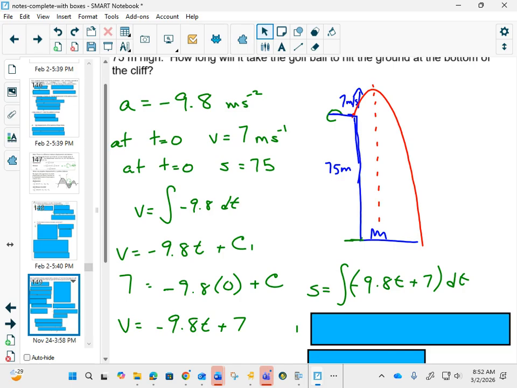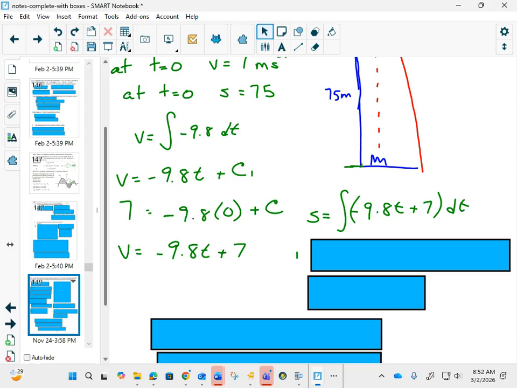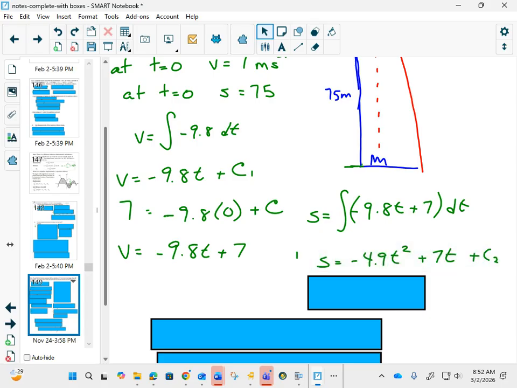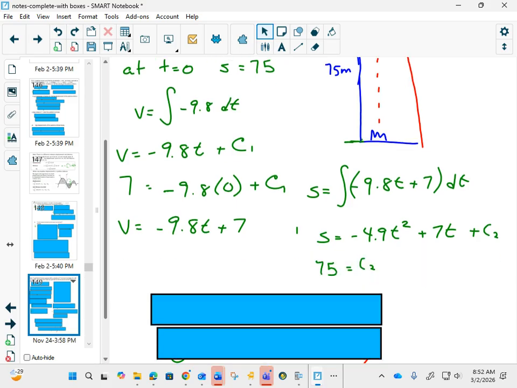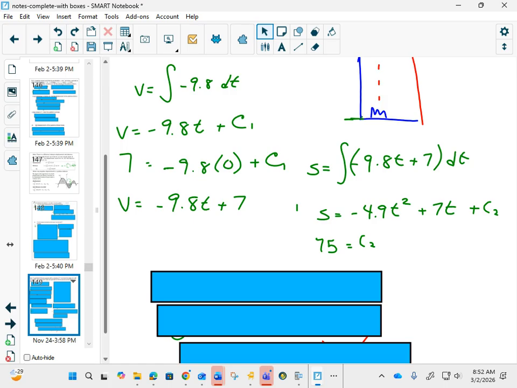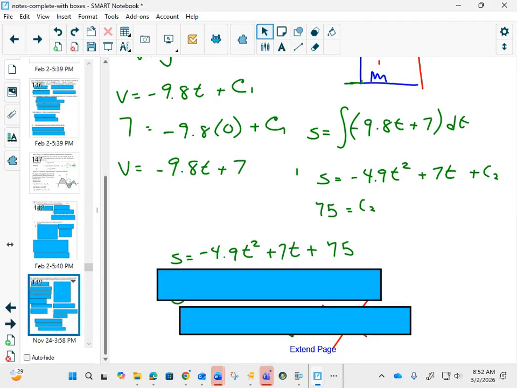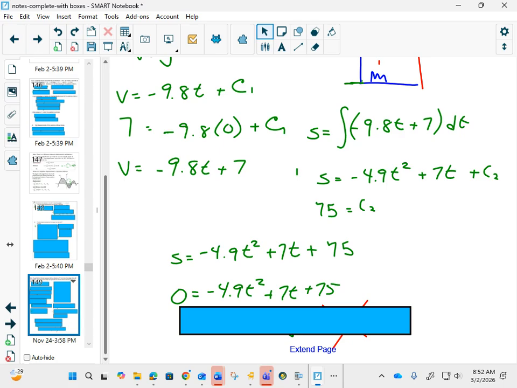Then to find our displacement, we integrate again. Here I have a plus c2 because I already used plus c1. And these initial conditions where the time is 0 are really nice, because the math is super easy when everything can sort of go away. So we've got our displacement formula. And then the question is, when does it hit the ground? Well, that's when it's going to be at 0.